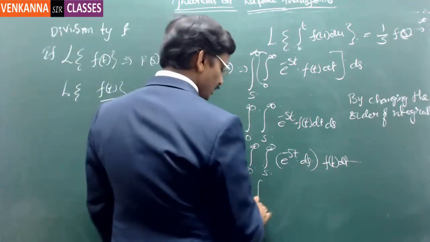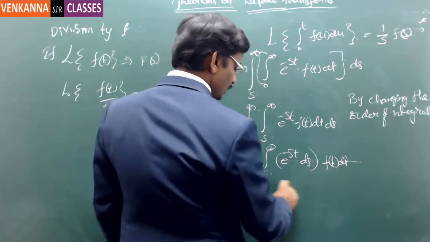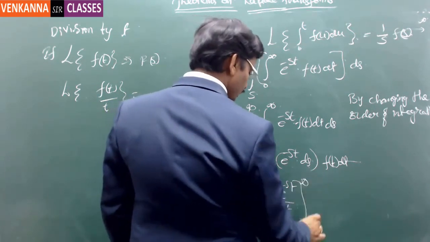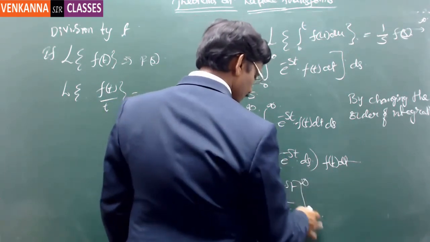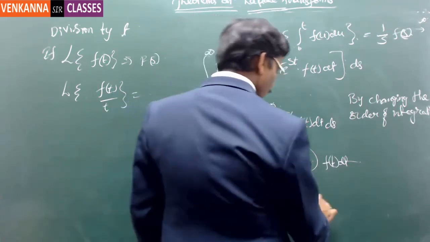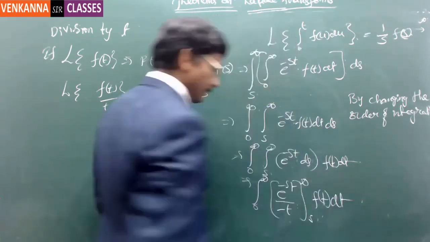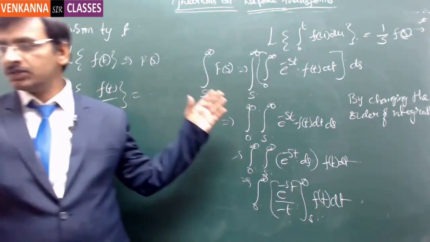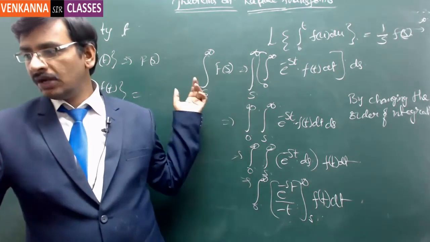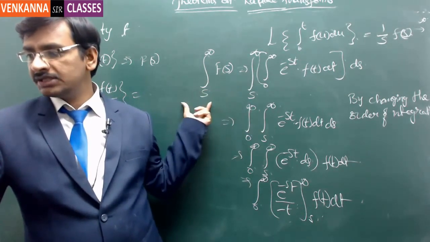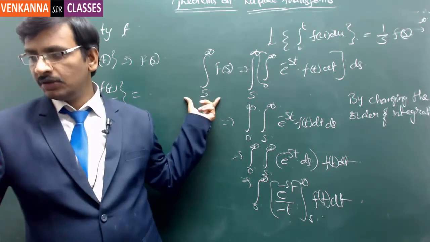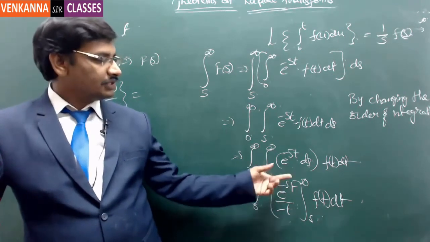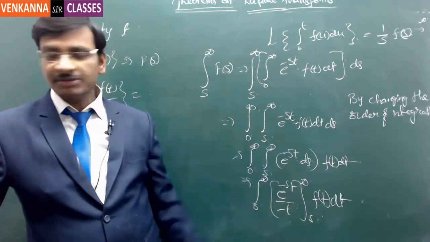Now here, integrating e power minus st with respect to s, this integration will be the integral 0 to infinity of e power minus st divided by minus t, with upper limit infinity and lower limit s, into f of t dt. Got it? I hope everybody understood this concept. I have just done the integration on either side with the same limits with respect to the same variable. Then I changed the order of integration, so the integration is with respect to s first and then with respect to t.